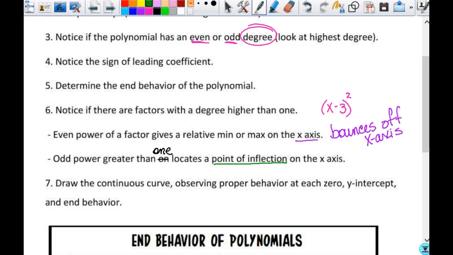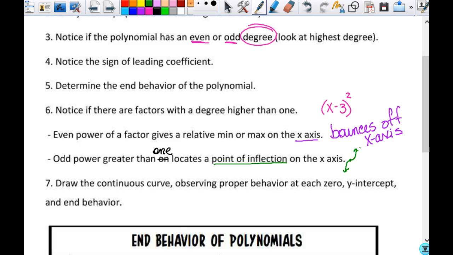So let's talk about point of inflection real quick, because it's not something we've covered this year. I'm not so sure that's something that you've learned before. A point of inflection is where it changes from concave up to concave down or vice versa. So it's going to look like this. Like that is a point of inflection, like on a cubic. Because here it is concave down and then it is concave up.